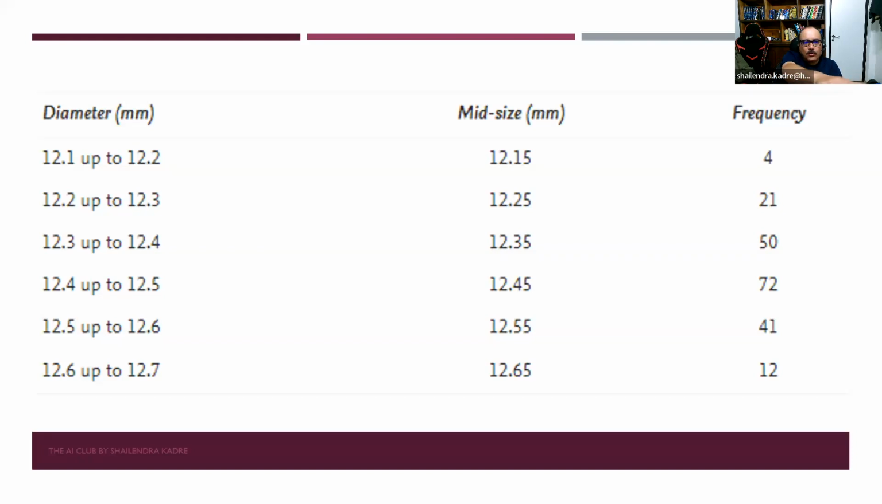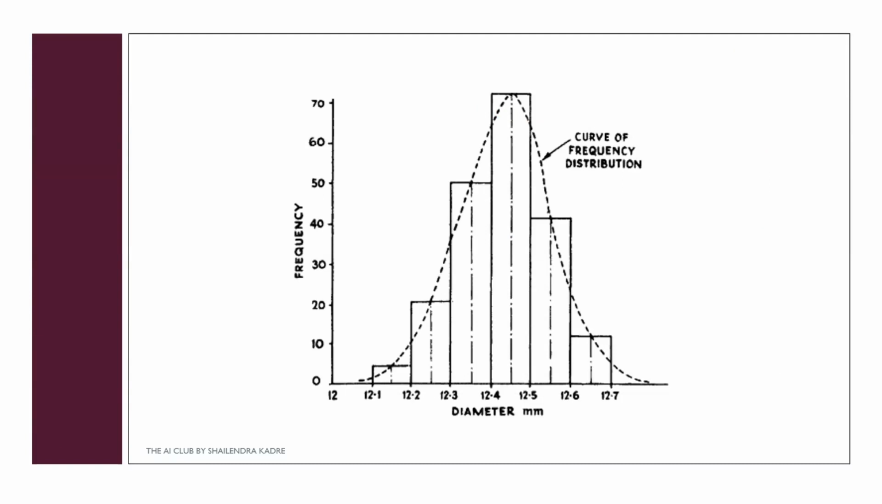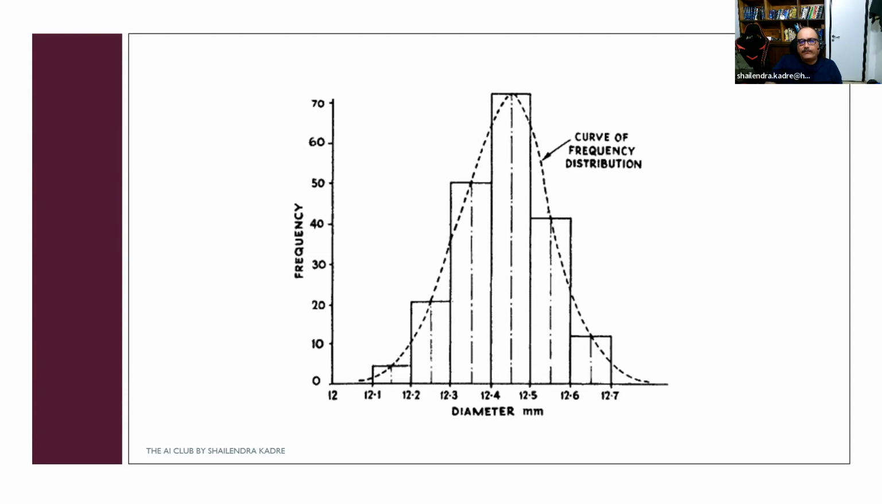Frequency distribution is what you understand. Between 12.1 and 12.2, I have 4 bolts. Between 12.2 and 12.3, I have 21 bolts. Between 12.3 and 12.4, I have 50 bolts. So I plotted them, simple, no? Yes, this I understood, sir. So this is the frequency chart. So if the frequency is given, then only we will be able to plot the chart, no?